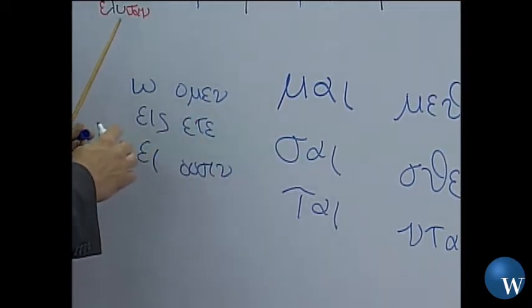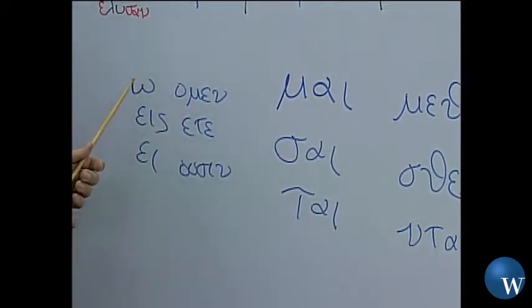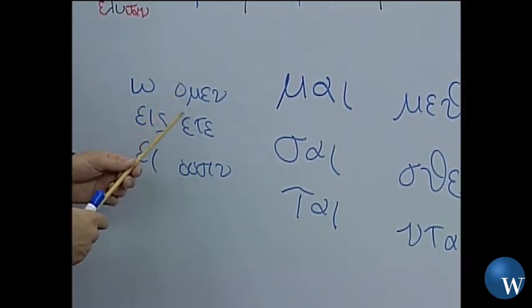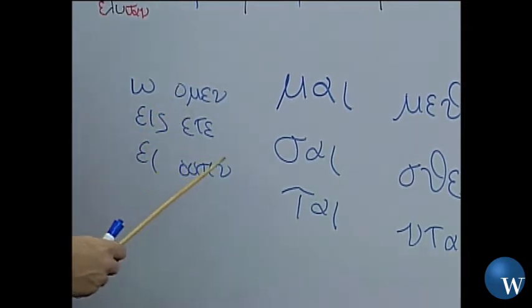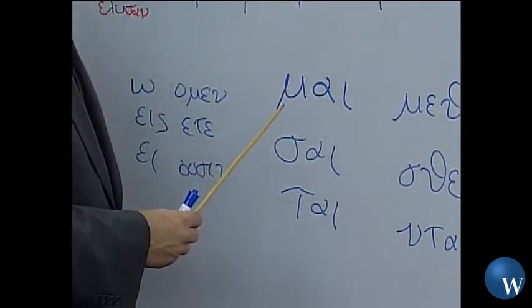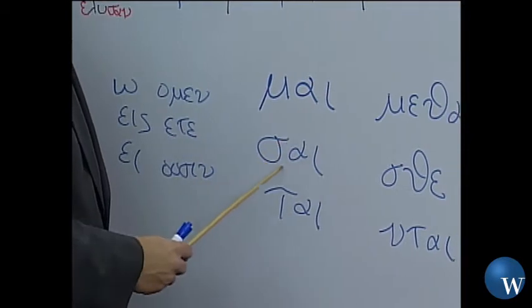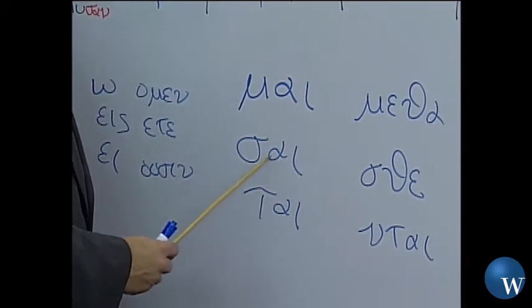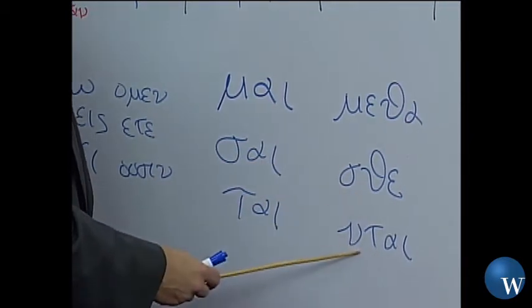Those are the present active indicative verb endings. First person, second person, third person, singular. First person, second person, third person, plural. Well, when a verb is thought of in the middle or passive voice, these are the endings that would go onto them. Mai, sai, tai, metha, sthe, ntai.